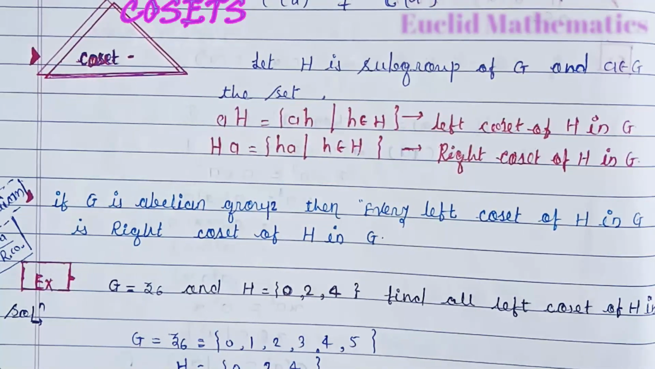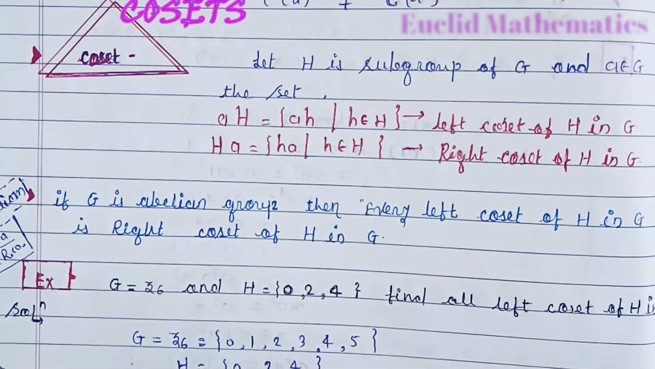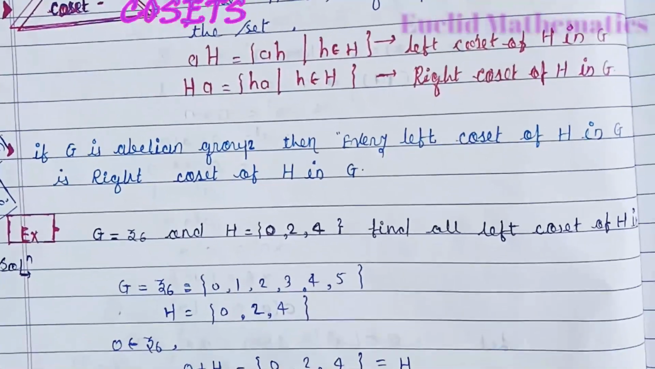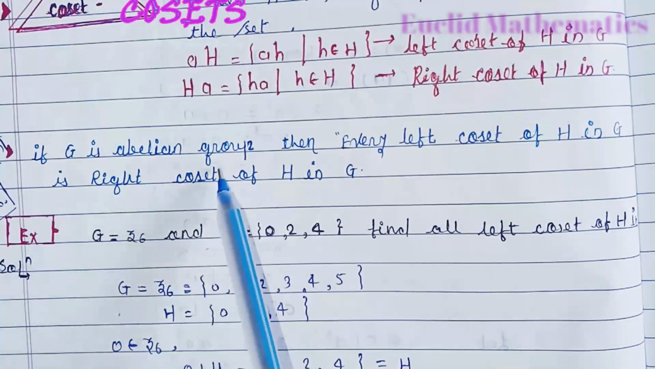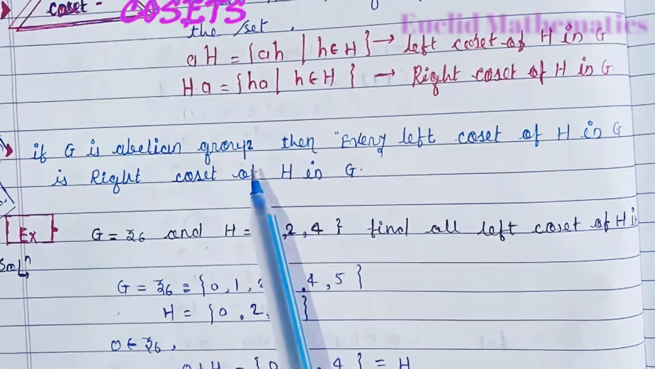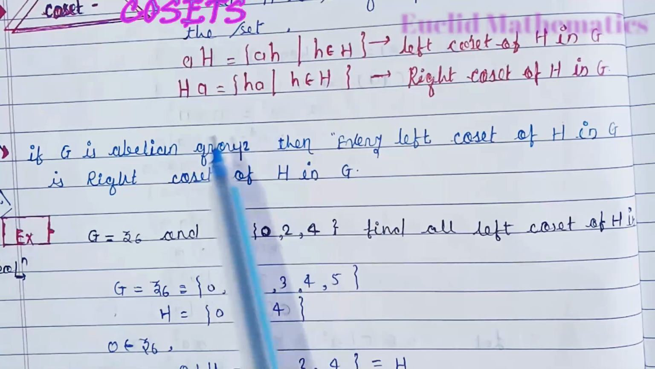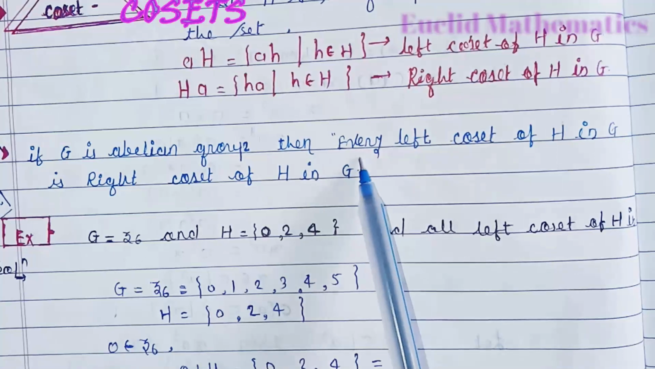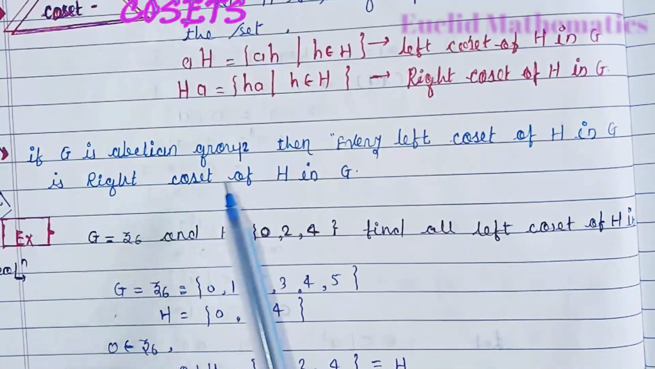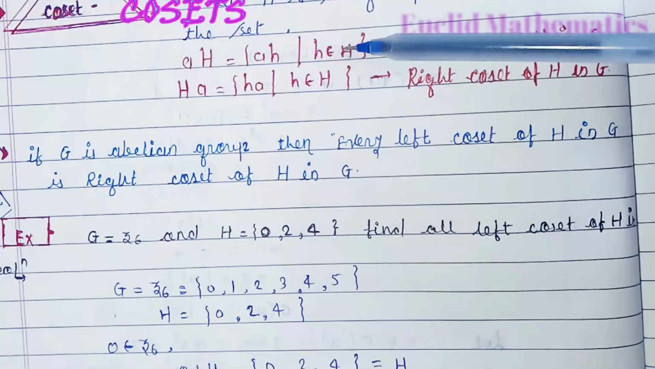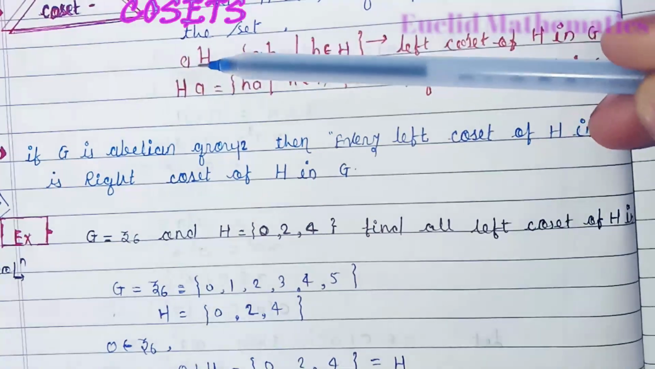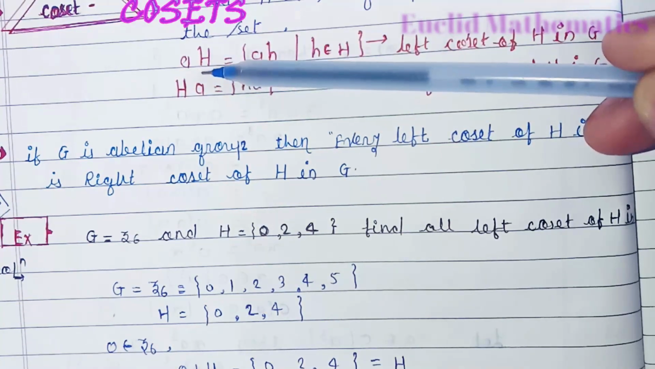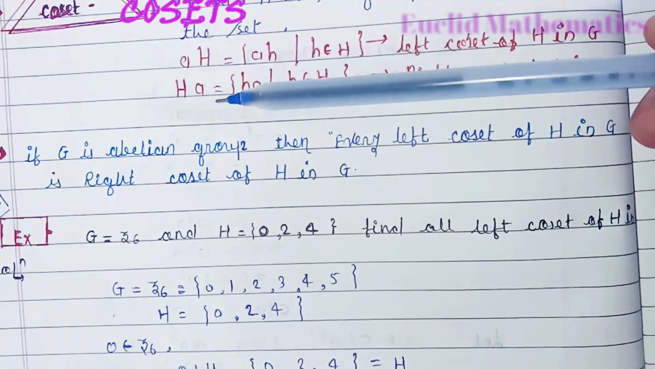Let's see some examples. Once you see some examples, you will understand how easy the topic is. I have one property here. If G is an abelian group, that means for elements x and y, xy equals yx. If this property holds, then we say that G is an abelian group. If G is abelian, then every left coset of H in G is equal to the right coset of H in G. That means aH equals Ha. This holds when our group is abelian.